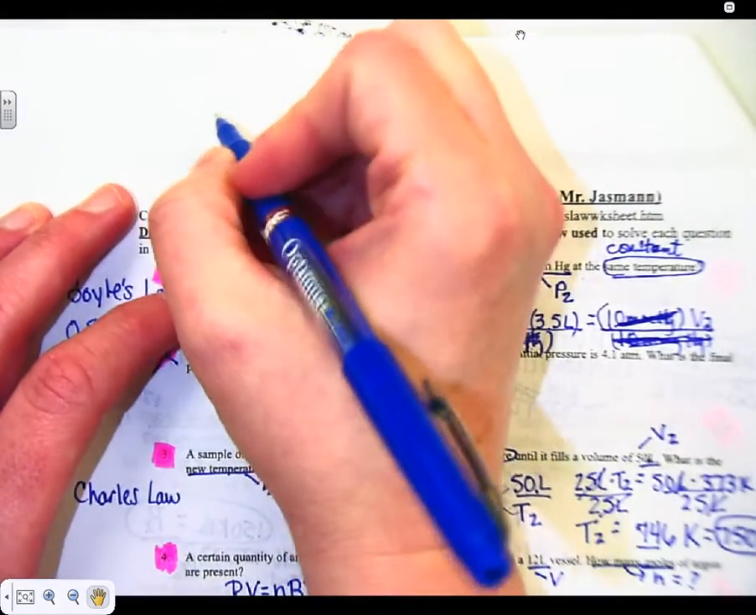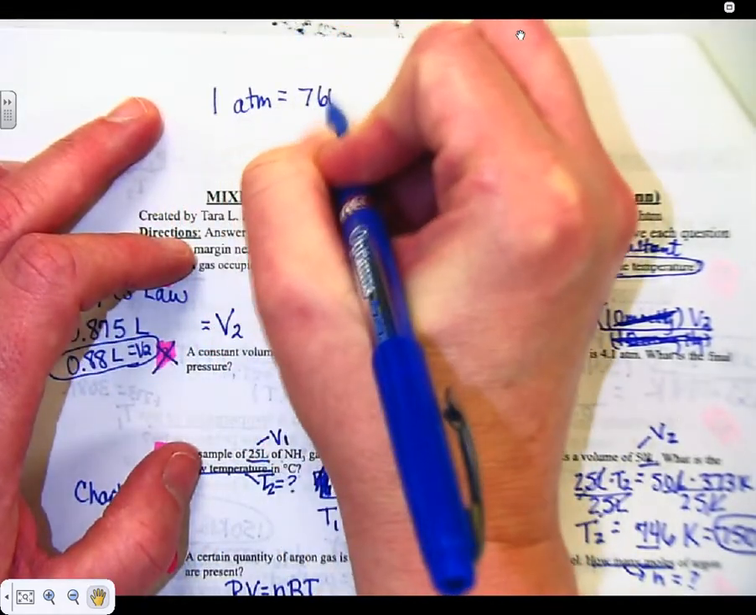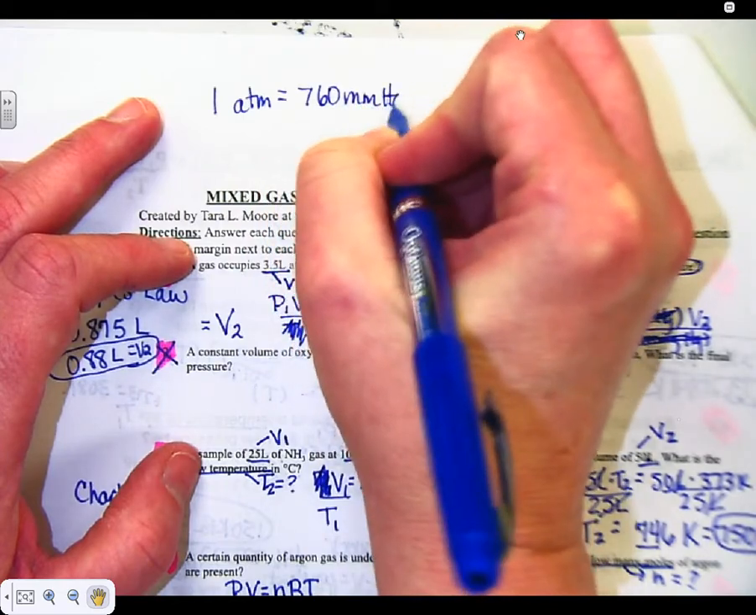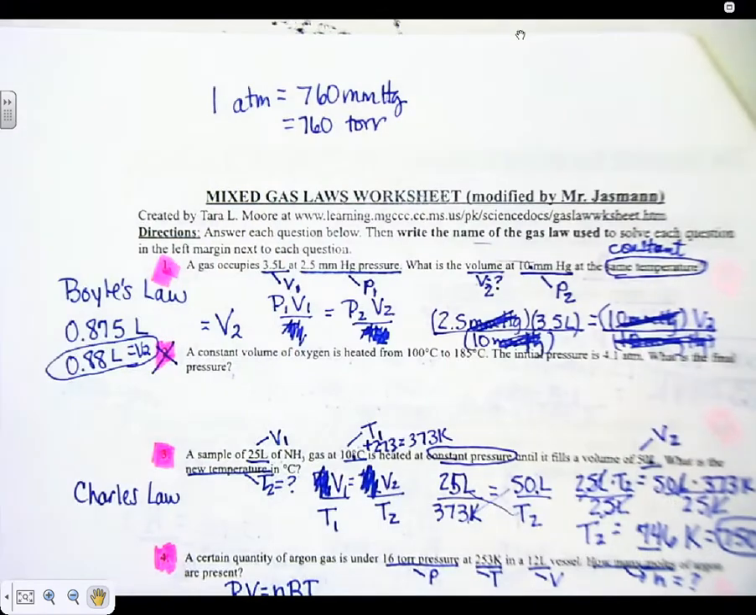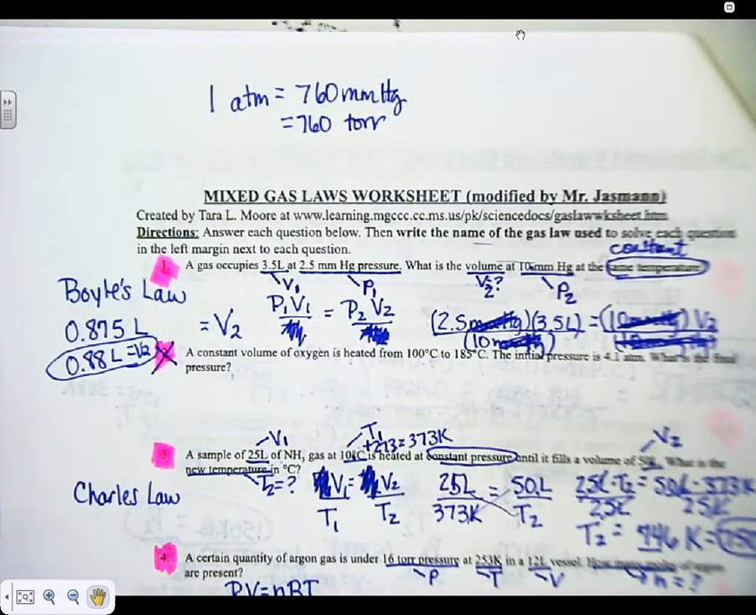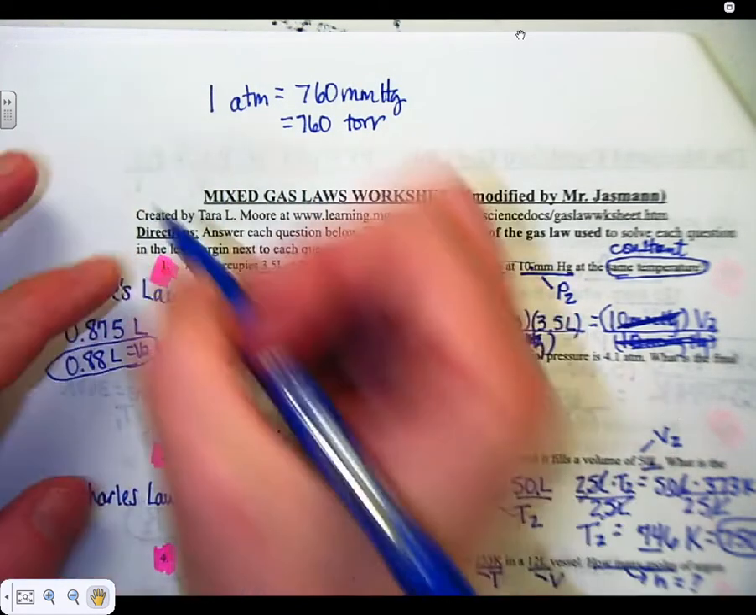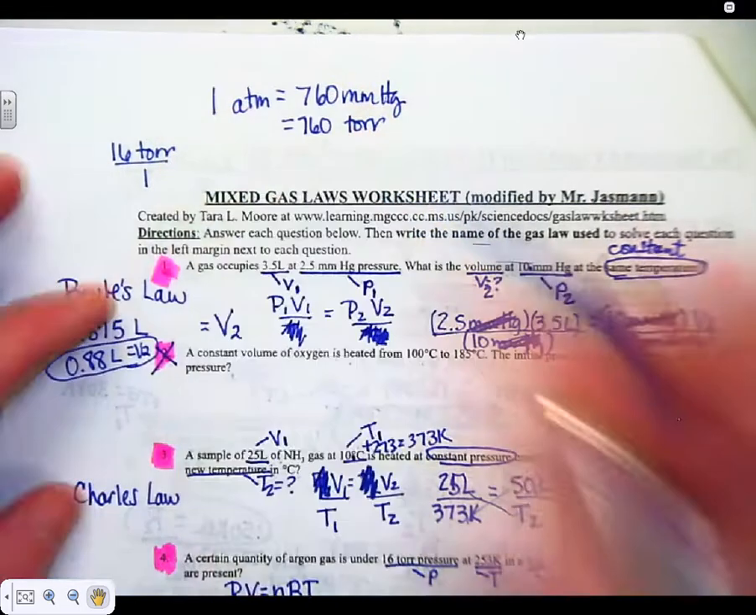Well, if you will remember yesterday, we talked about how that 1 atmosphere is 760 millimeters of mercury and is also 760 torr. So instead of using that torr, we're actually going to have to convert that to atmospheres so that we can use the R for atmospheres. So 16 torr over 1 is our pressure.